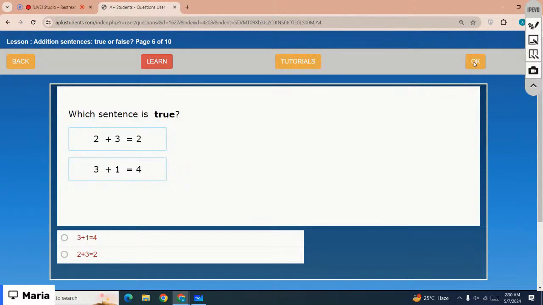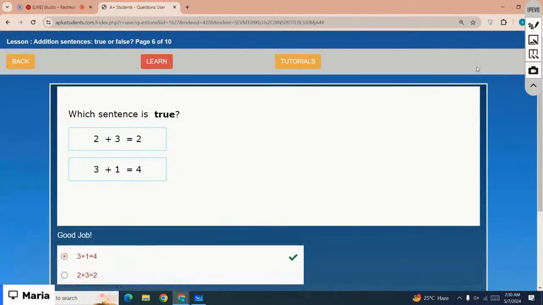Which sentence is true? The correct option is that is 3 plus 1 equals 4. Option number 1 is the correct option.